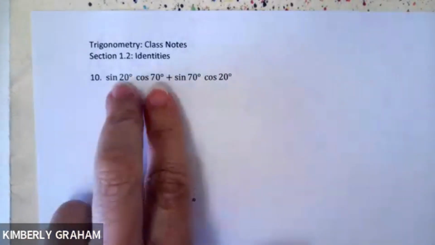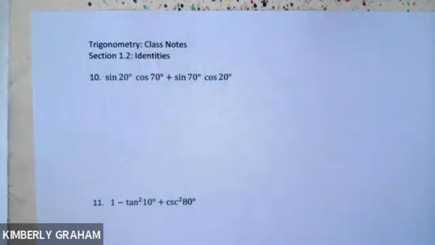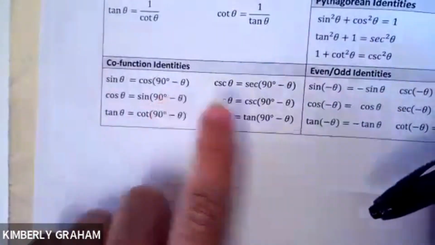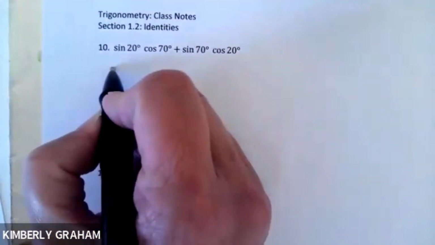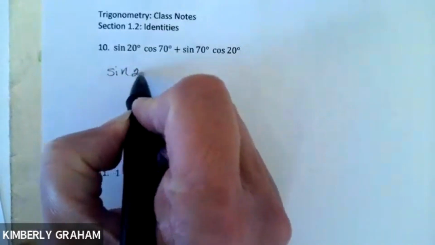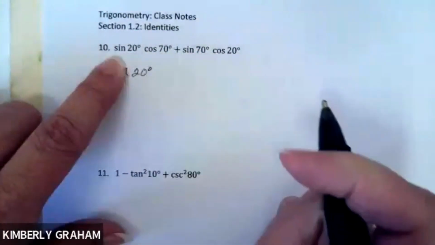Okay, problem 10. Notice that my angles are not all the same, so I'm going to have to be changing these angles. One of the things that you should notice right away is that these are going to be adding up to 90 degrees. So I'm going to be using a co-function identity. I can change everything to 20 degrees, or I can change everything to 70 degrees. It doesn't matter which one you do. I'm going to keep everything with 20 degrees just because that's what I'm starting with.